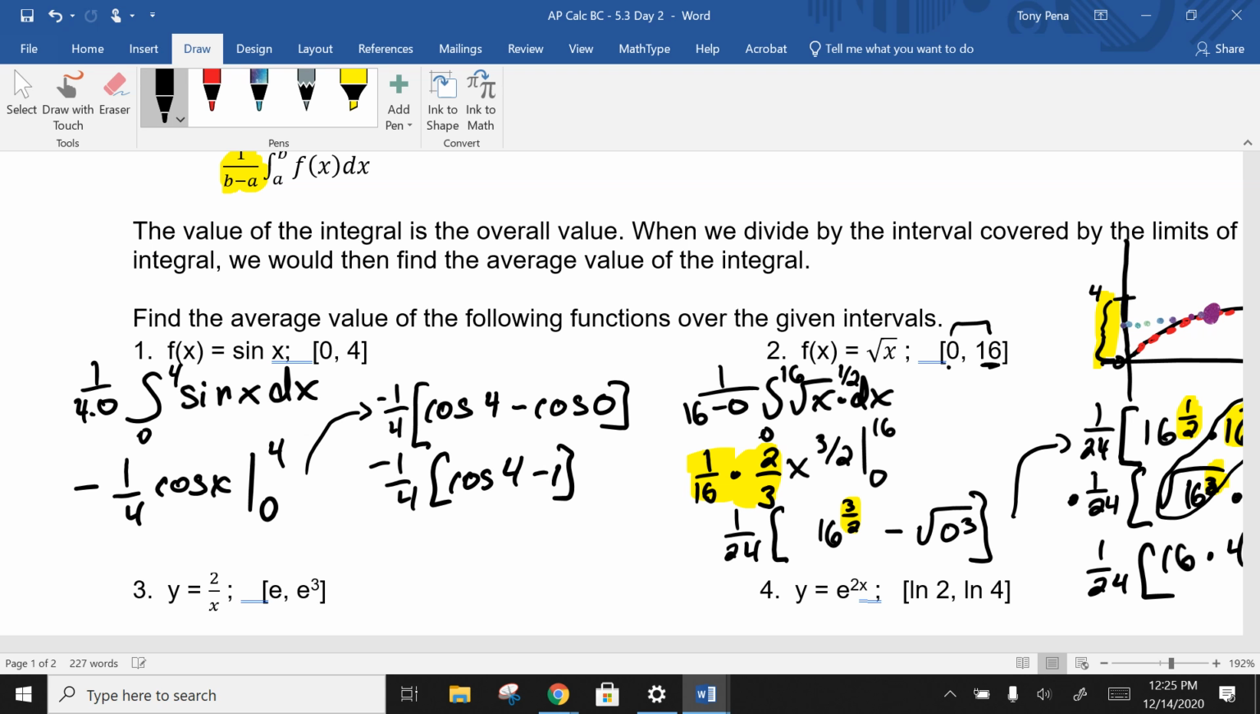Not much you can do with this. You wouldn't have a calculator in your hand. There's no way for you to evaluate cosine of 4, so that's just our answer. You could distribute if you like, but that's good enough.